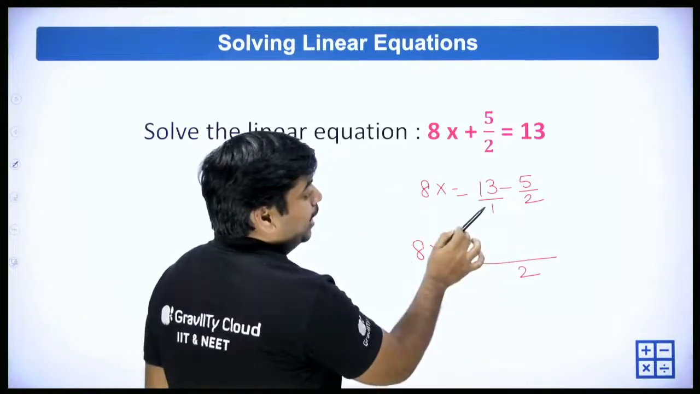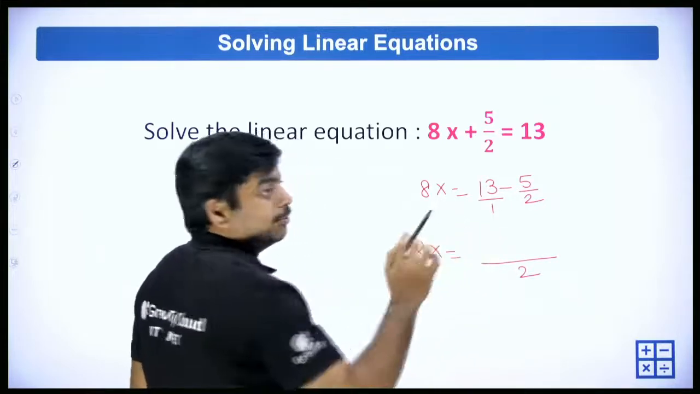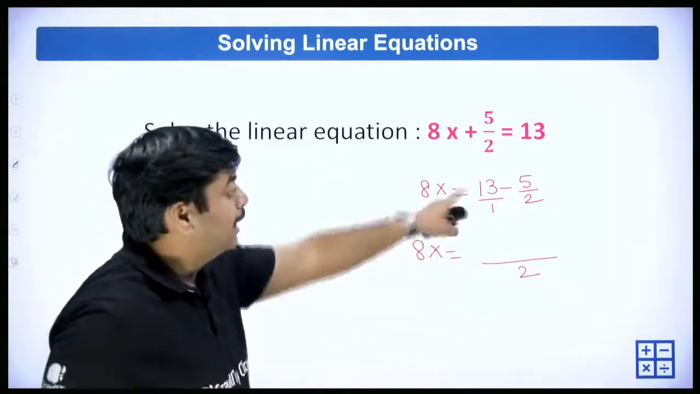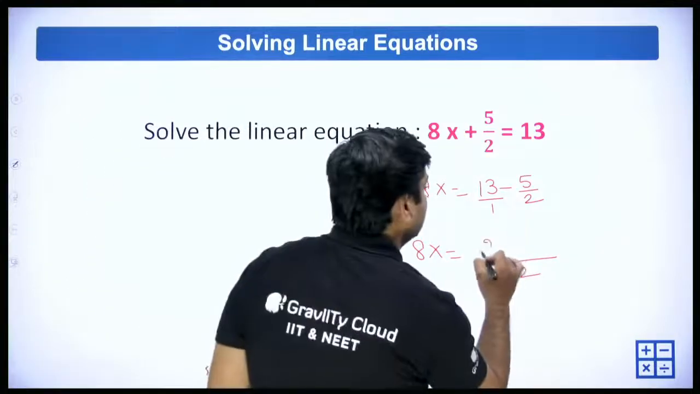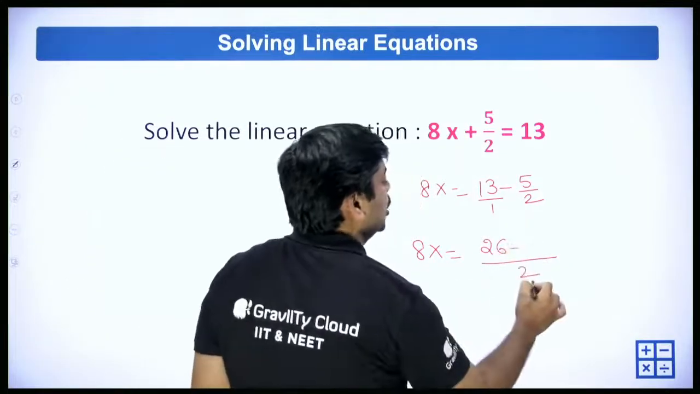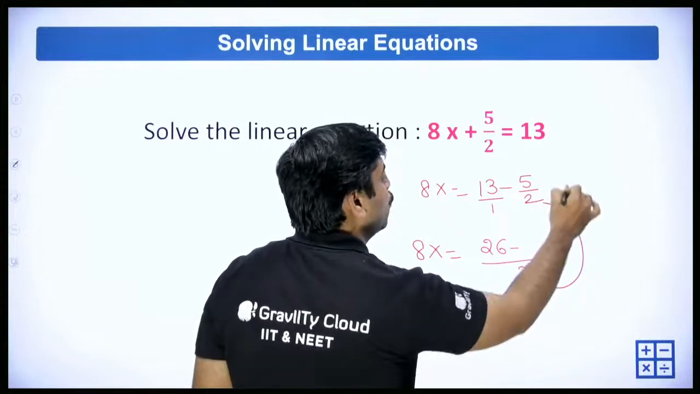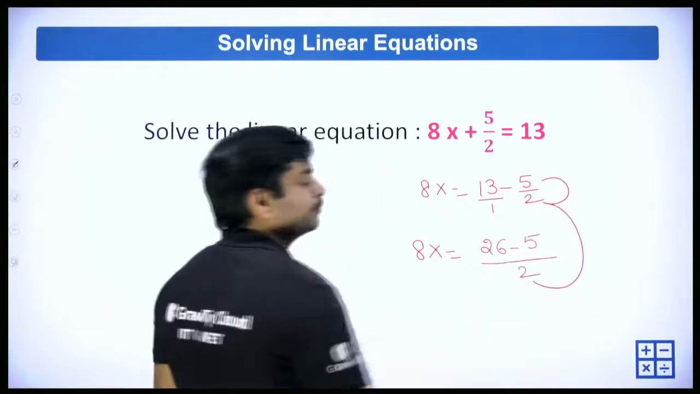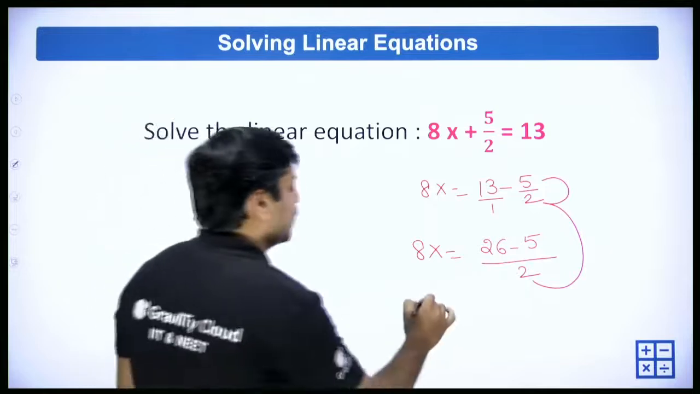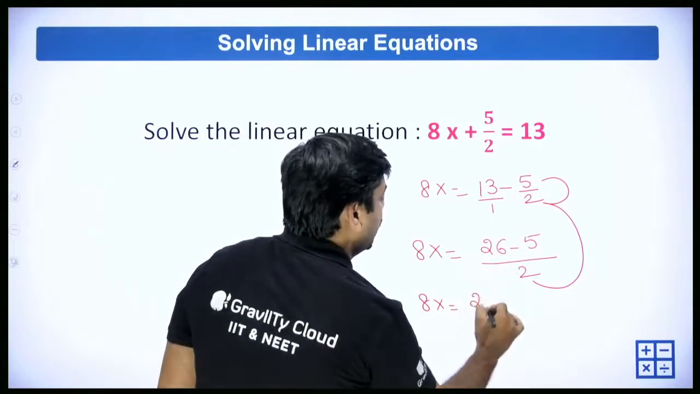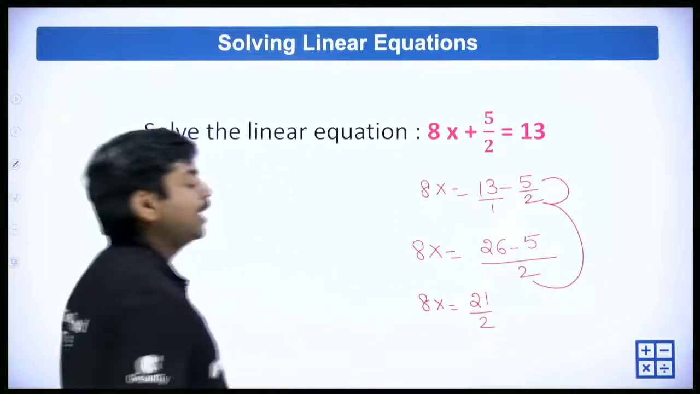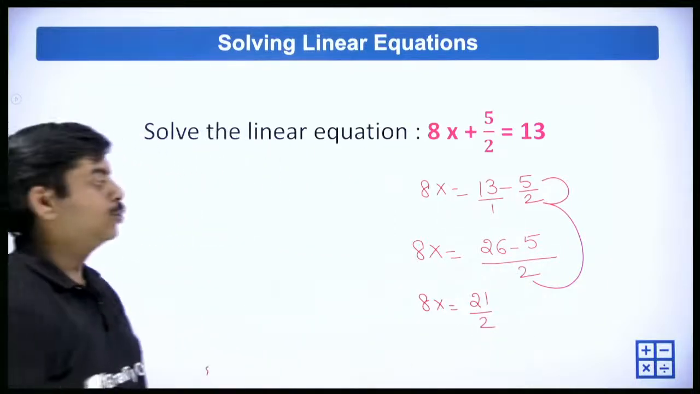So 2 divided by 1 is 2. 2 into 13 is 26. That is how you take the LCM. Minus, 2 divided by 2 is 1, 1 into 5 is 5. So what is 8x? 8x equal to 26 minus 5, which is 21 by 2.